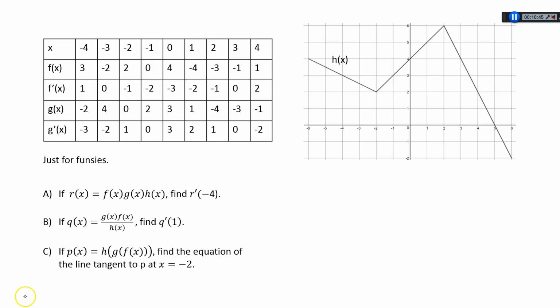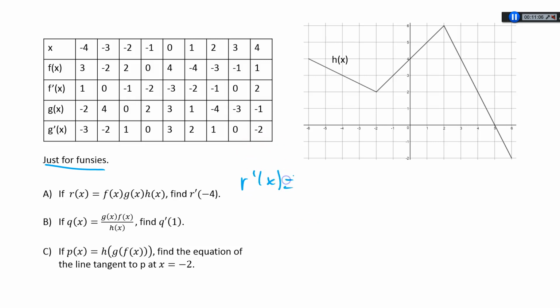Alright, now, the next 3 problems are just for funsies. AP probably wouldn't ask questions like this, and I probably wouldn't either. But I just wanted to do some with all 3 functions, because I think it's important to see how this would work. But if you don't want to watch these, not the end of the world. So FGH. Alright, so R prime of x. And I think I'm just going to have room for one of each of these on the next 3 slides.